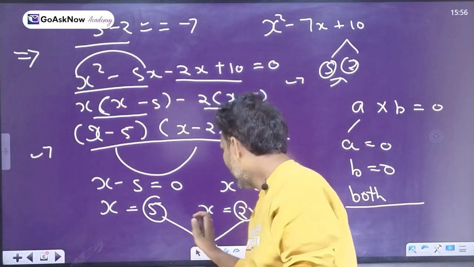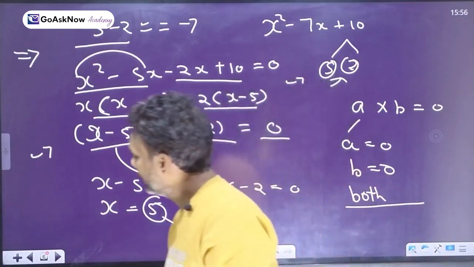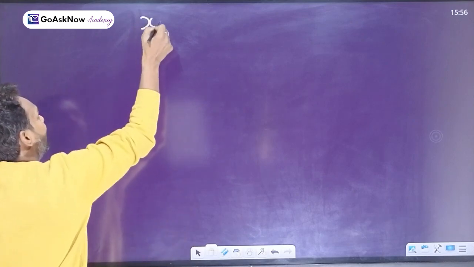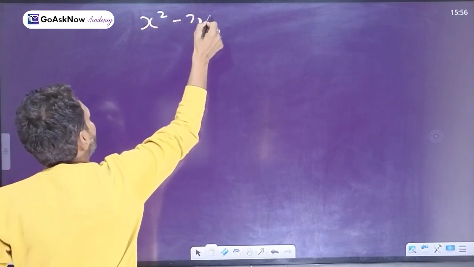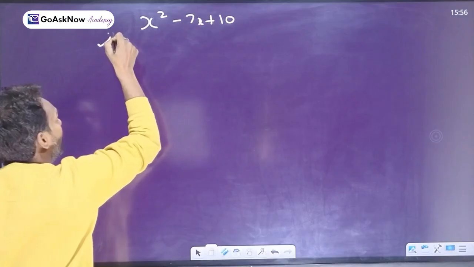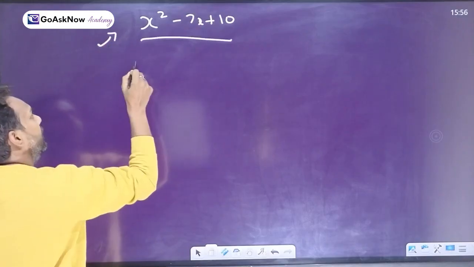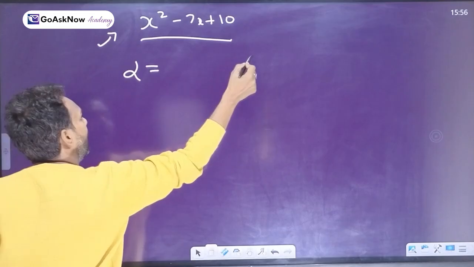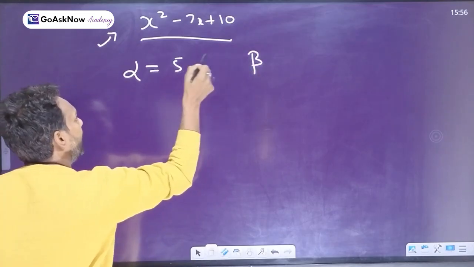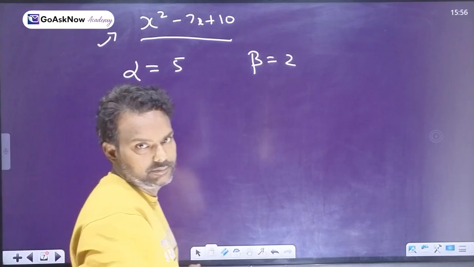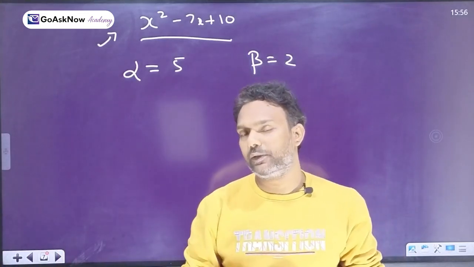So these are alpha and beta. Okay. So what we get is x square minus 7x plus 10 is a quadratic equation where there are two roots alpha and beta which are 5 and 2. I think this is clear to all of you.